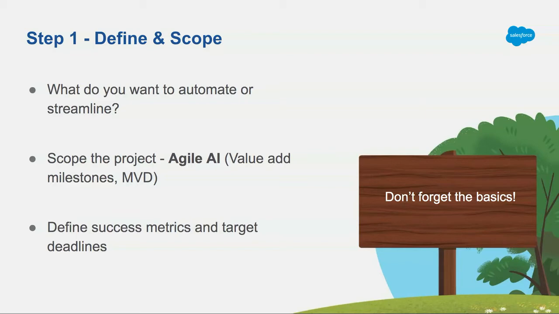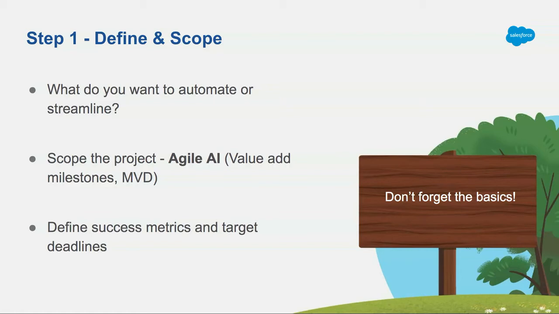And then, as we were just talking about scoping that project, how do you use Agile AI to define the milestones that you're going to achieve? And then make sure to define success metrics and target deadlines. I know these are basics of project management, but sometimes people get so excited to get started with these AI projects that they just jump into it, which is great, but you forget the basics. And sometimes what ends up happening is that your goalpost, your target, keeps moving, and then you're not going to be successful with your projects.